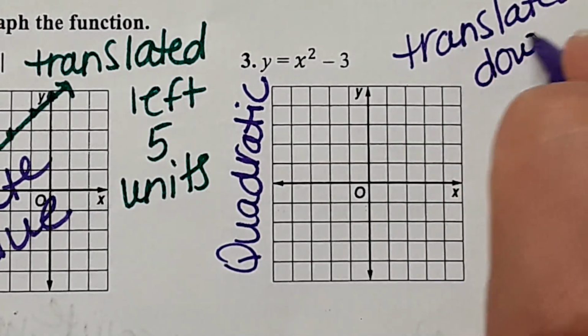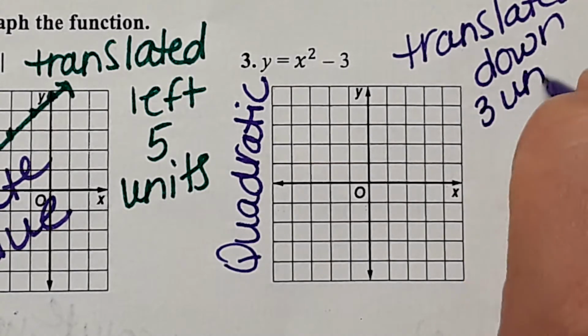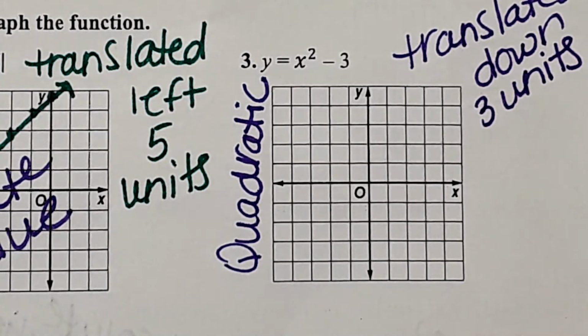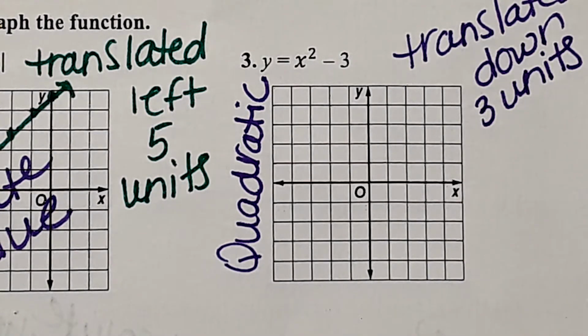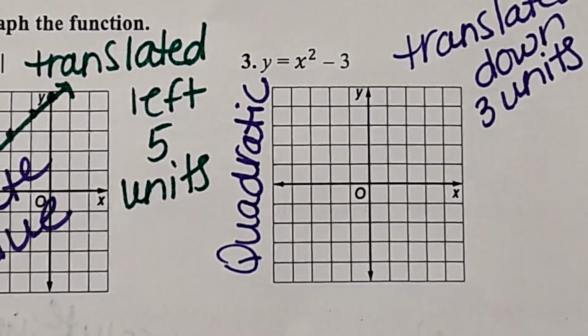Whereas absolute value and quadratic, that's when you're talking about the stretchiness or the compressedness. A line, you're going to talk about steepness, okay? And then reflections. Your reflection, again, is going to be where that negative is.